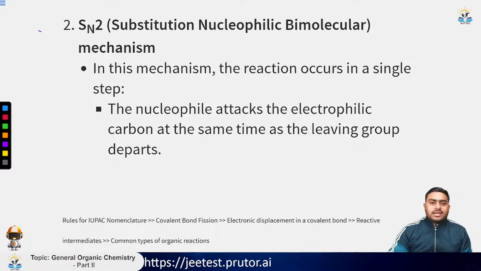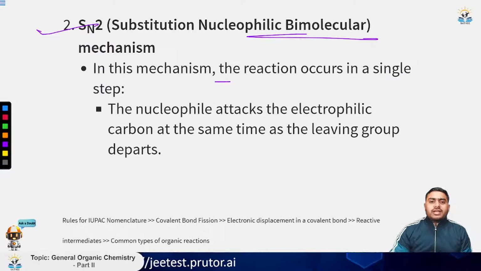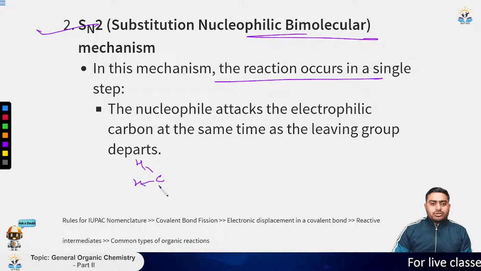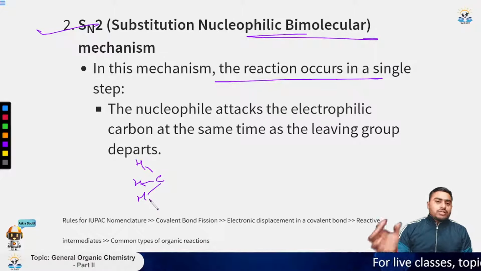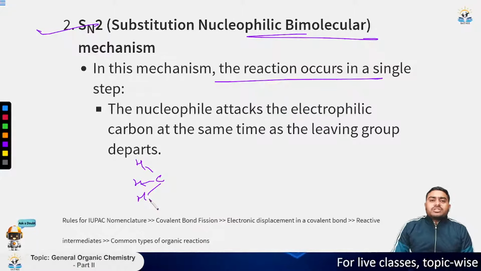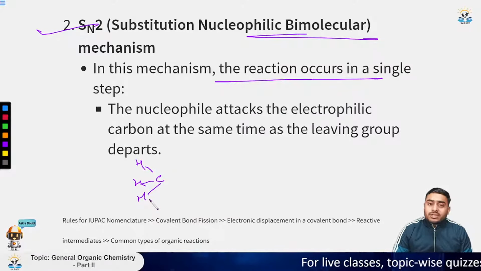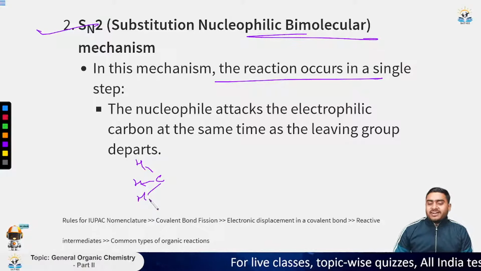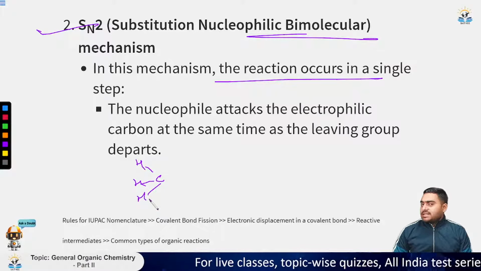In the SN2 mechanism, it is bimolecular. The reaction occurs in a single step and it is like a backside attack. Suppose there is a carbon and there is a hydrogen, there is a hydrogen. If more crowding is here, so the reactivity and stability order for SN1 depends on the stability of the carbocation, but for SN2 it depends on the crowding. That means the steric hindrance. In chemistry we can say the crowding word as a steric hindrance.